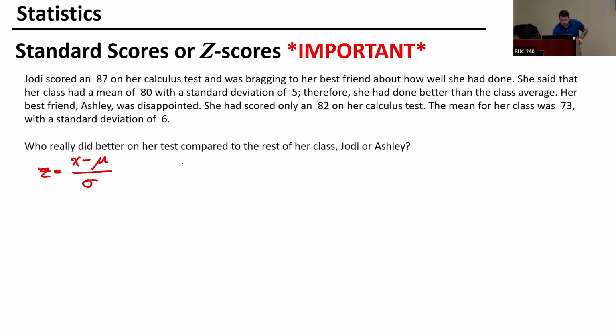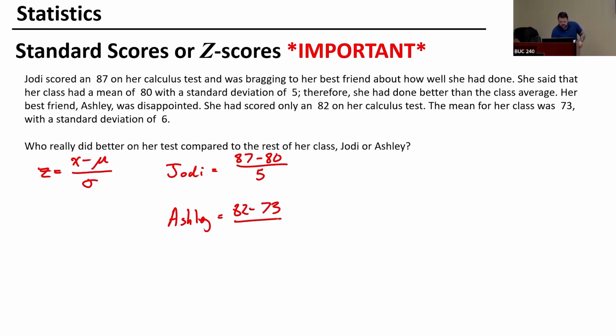I've got to do it for Jody, and I'm going to do it for Ashley. Well, knowing our formula here, a data point that is given to me for Jody is going to be the 87. What is the mean of her class? Very good, 80. What is her standard deviation there? 5. Go ahead and fill in the information. How about for Ashley? What was she? 82, very good, 82, with a class average of 73 and a standard deviation of 6.